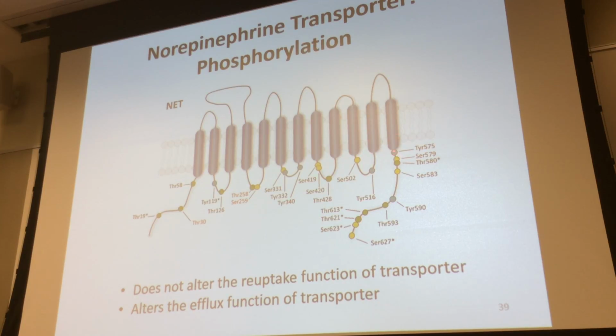Based on the literature, it looks like when you mutate most of the phosphorylation residues here, it does not alter the uptake function too much. But a lot of residues here, like the N-terminal or C-terminal, when you mutate them, it alters the efflux function of the transporter. Okay?